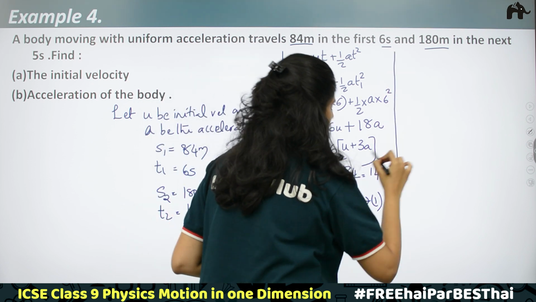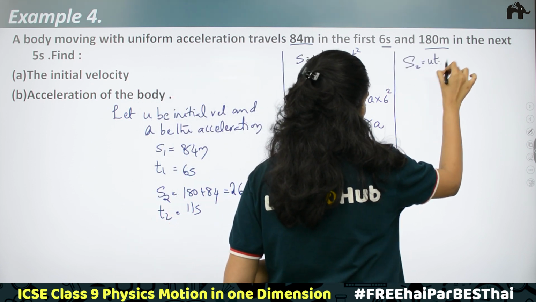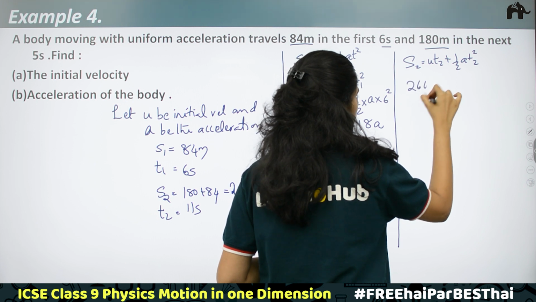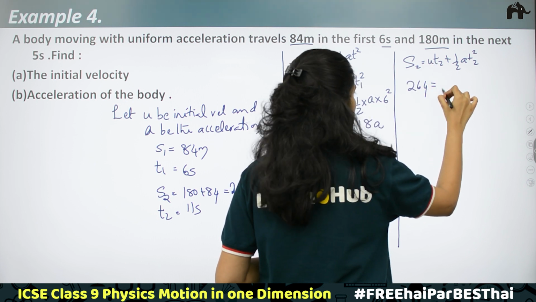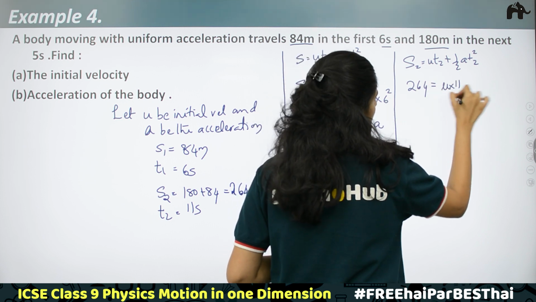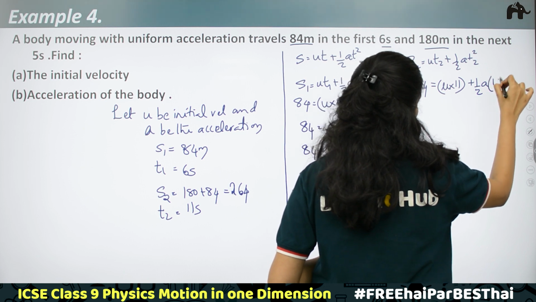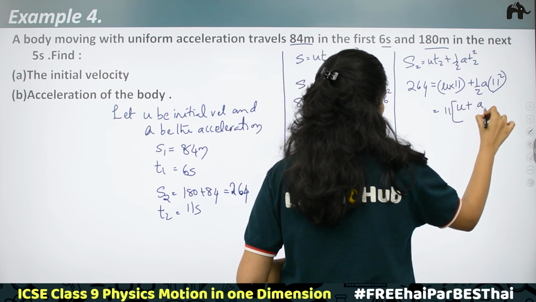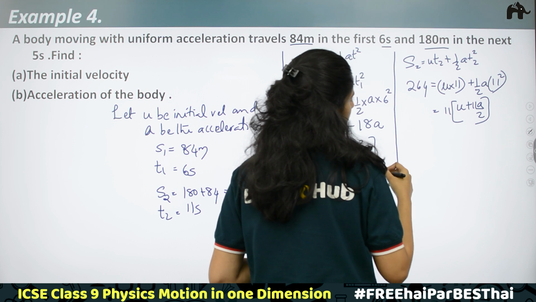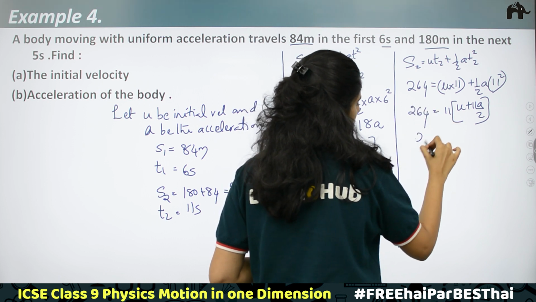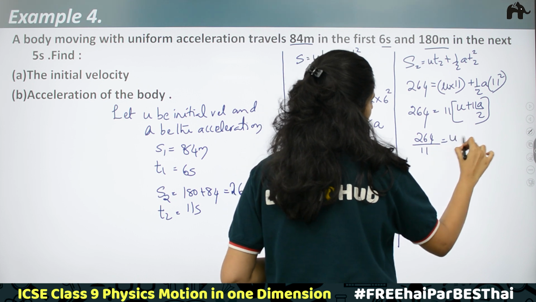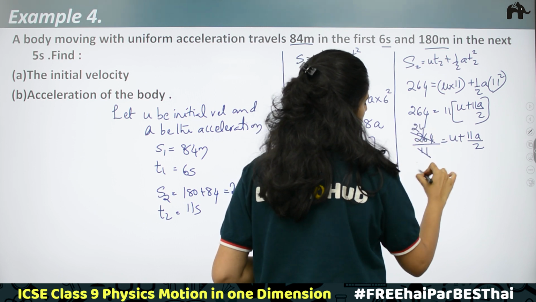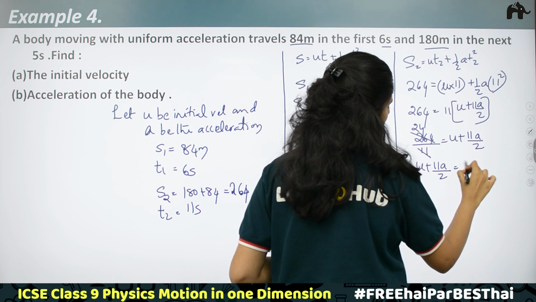Now, to get the second equation, we have S2 is equal to ut2 plus half at2 square. Here S2 is 264 is equal to u, value we don't know, time is 11, plus half a 11 square. Okay, so 11 is common. Taking out 11, u plus a by 2, 11a by 2 is equal to 264. So 264 by 11 is equal to u plus 11a divided by 2. So this becomes 24. So u plus 11a by 2 is equal to 24.